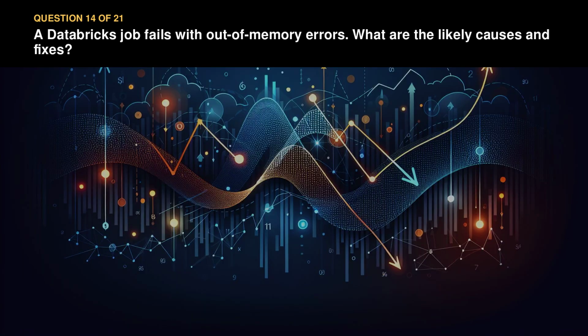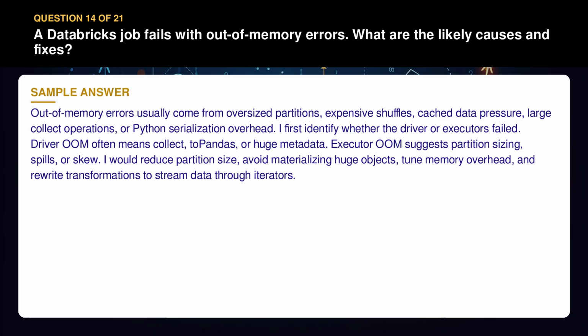Question 14. A Databricks job fails with out-of-memory errors. What are the likely causes and fixes? Out-of-memory errors usually come from oversized partitions, expensive shuffles, cache data pressure, large collect operations, or Python serialization overhead. I first identify whether the driver or executors failed. Driver OOM often means collect, toPandas, or huge metadata. Executor OOM suggests partition sizing, spills, or skew. I would reduce partition size, avoid materializing huge objects, tune memory overhead, and rewrite transformations to stream data through iterators.